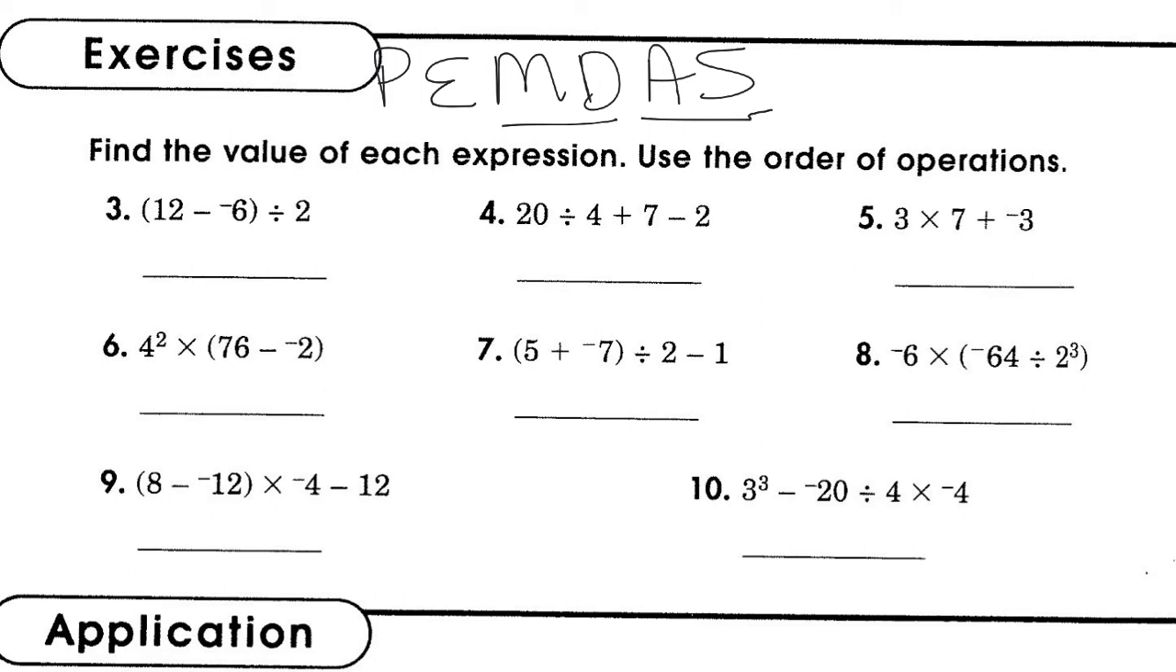So on number 3, when I look at this, I have 12 minus negative 6. That's within my parentheses. That's like saying 12 plus 6. Well, 12 plus 6 is 18. And then I have, so I've done that part. 18 divided by 2 is 9. I can check myself on my calculator. So you either do it by hand or use your calculator.